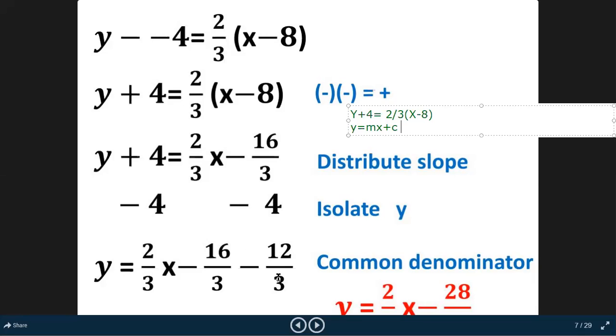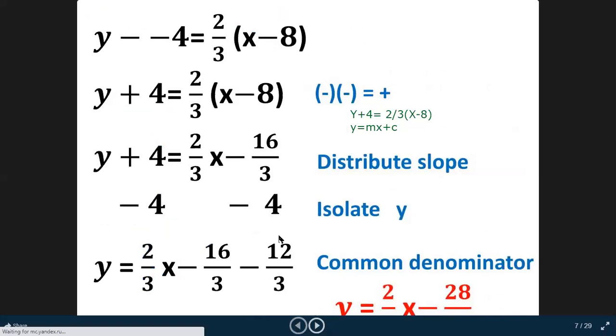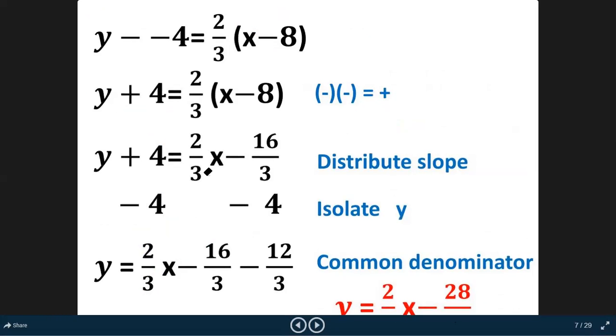From where 12 over 3? It's 4, because I'm going to put a common denominator. Or we can simplify directly, -16 over 3 minus 4. So what will the answer be, grade 9? The answer will be y equals 2 over 3 x minus 28 over 3. Okay? Who can tell me the part which we already finished here?